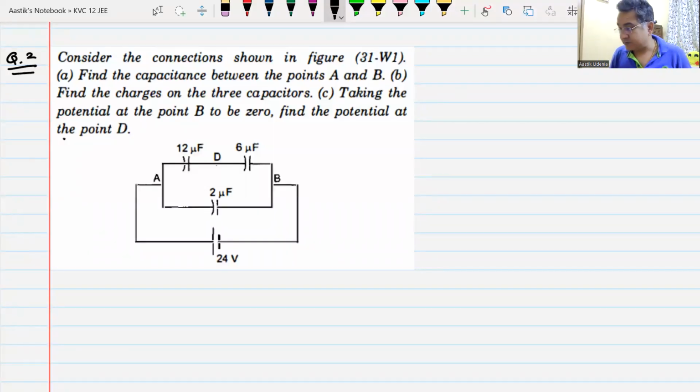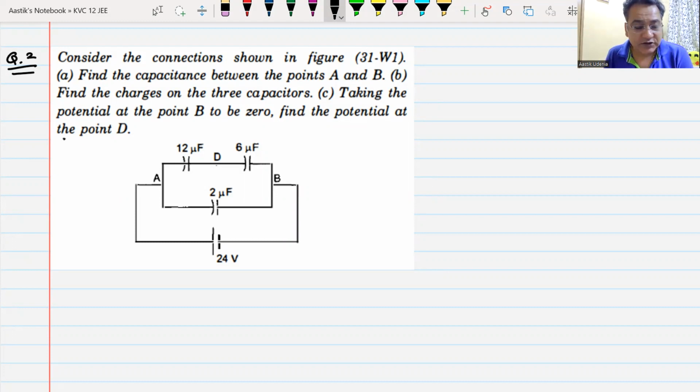Yes, tell me the answers for this. What is the equivalent capacitance? That is the first one. 6, sir. How did you get it? 12 and 4 are in series. That will give you, I think, 4. 4 and 2 are in parallel. Answer is 6. Well done. The answer for the first part is 6.